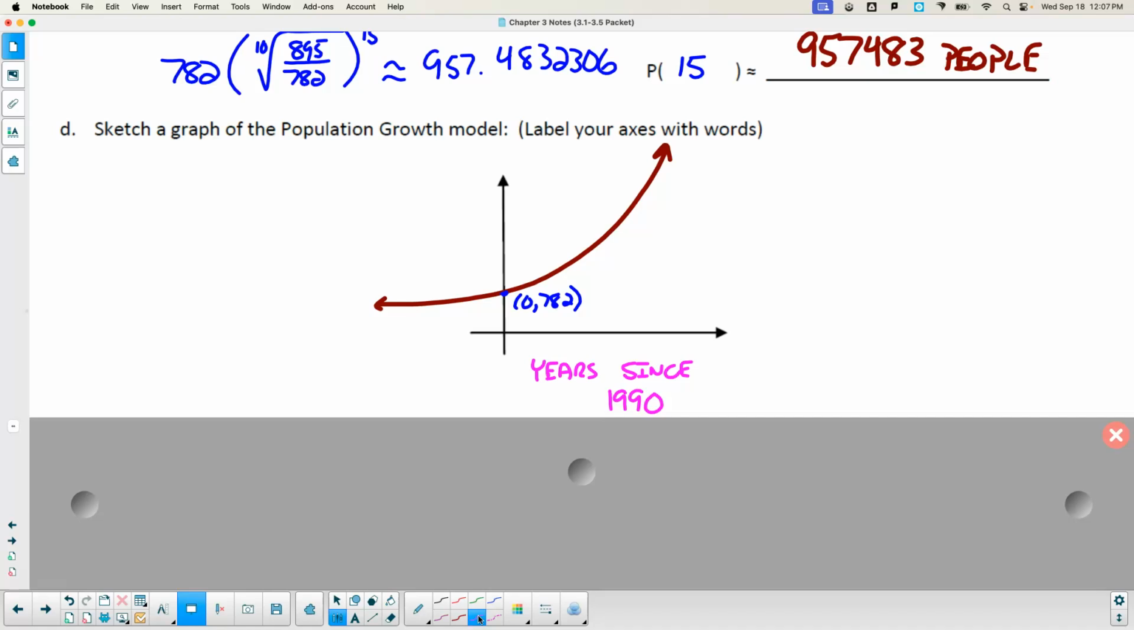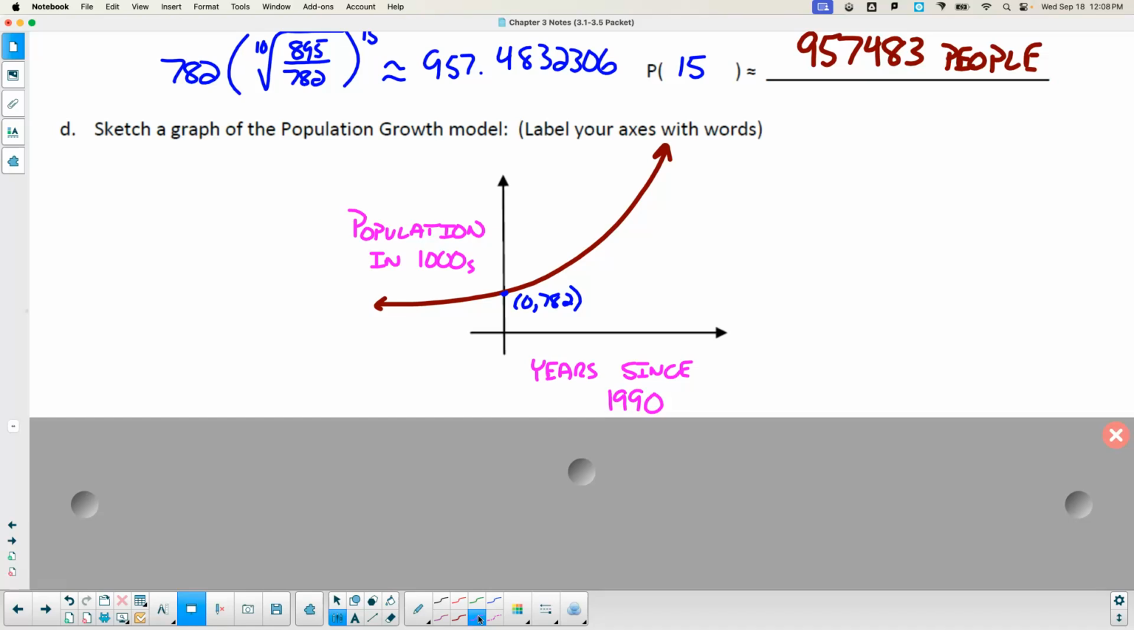Vertically, what would our label be? Population of San Jose, in thousands. Yep. I would hope it would be in people. So population in thousands. Okay. Good stuff. Love this stuff.